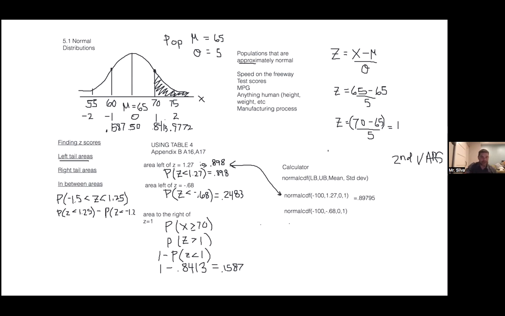That's what he does. Wait, why did I put 1.25? Find the area to the left of 1.5. Apologies. Wait, let me look at this again. Yes, I had it right: 1.25 and -1.5. I don't know why I confused myself just now. All right, there you go. So this area, I'm going to look up 1.25. That's 0.8944.